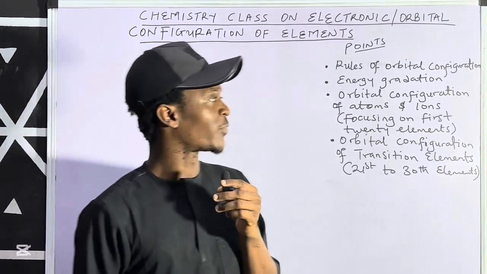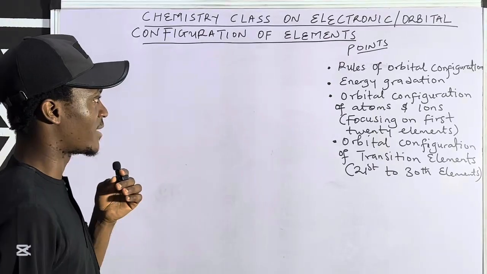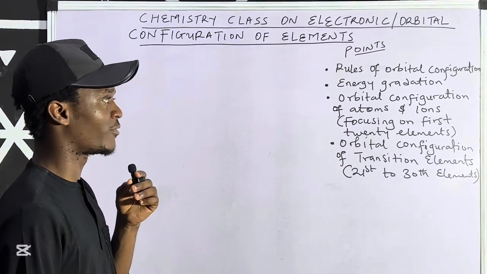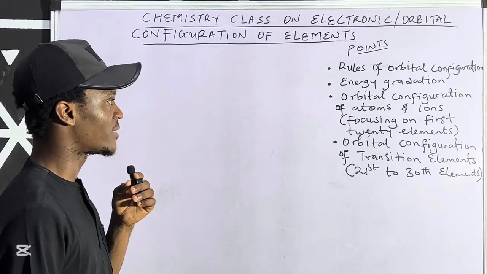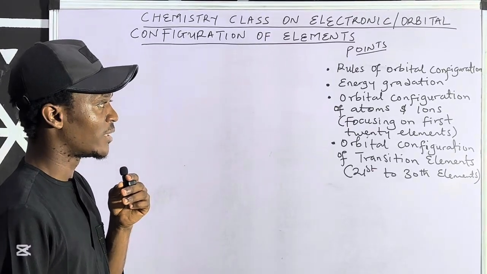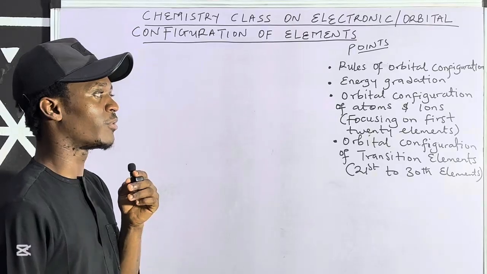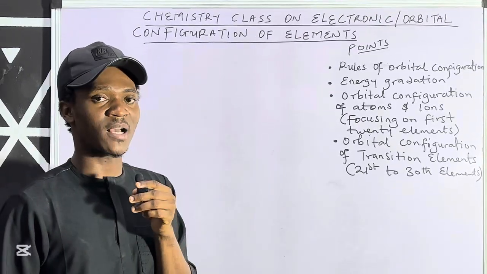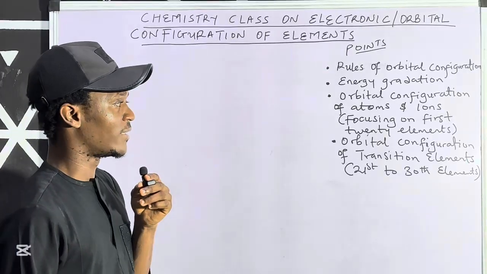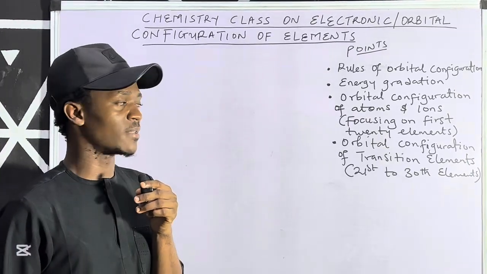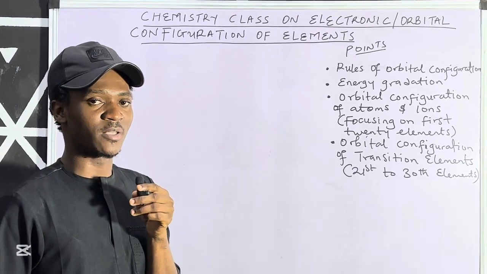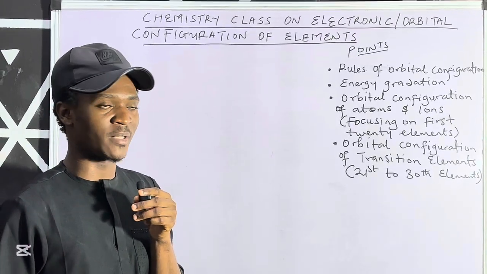So what I did was that I just outlined the points that I'll be talking on. The first point is rules of orbital configuration. Then the second point is energy gradation. The third point is orbital configuration of atoms and ions, meaning charged atoms. Charged atoms are called ions. And then focusing on the first 20 elements, all right? Not all of the first 20 elements, but in the series of the first 20 elements, we are going to be looking at some of the elements there.